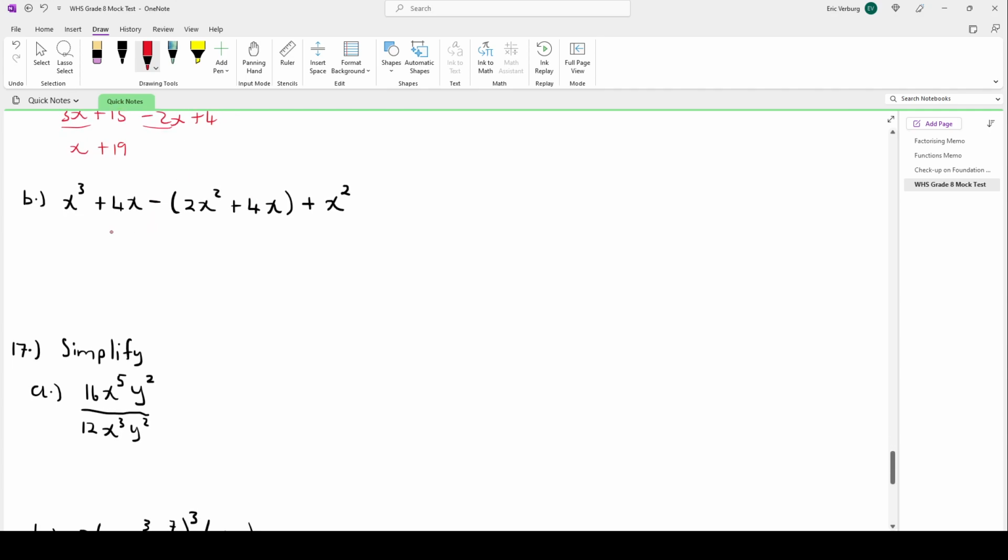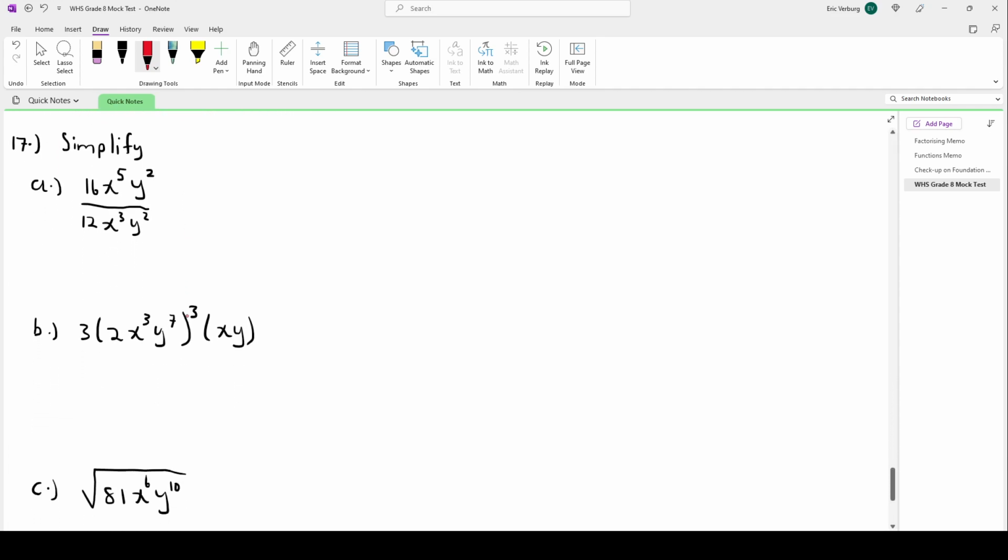Okay, next one. So what do we do first? We first have to remove the brackets here. So we've got the x cubed plus 4x, then minus 2x squared, and then minus 4x plus x squared. Okay, collect like terms. So x to the power 3s, there's just that 1, so we keep that. Now the x squared, so negative 2x squared plus x squared. So negative 2 plus 1 is negative 1. And then 4x minus 4x cancel out there, and that's 0. That's nothing. So this is our final answer.